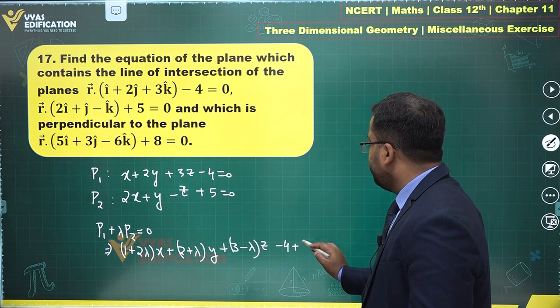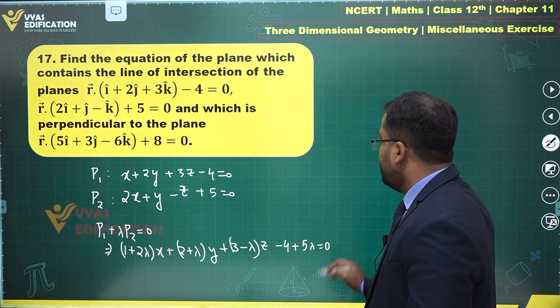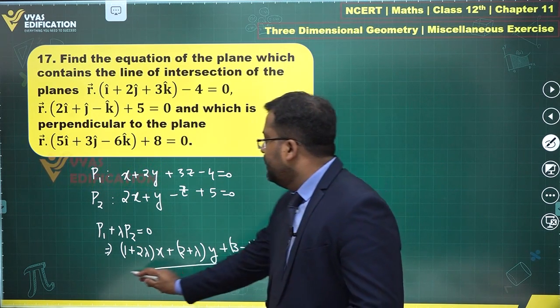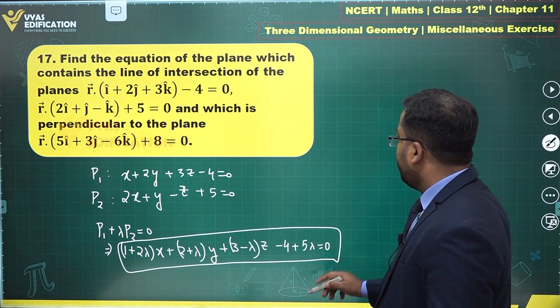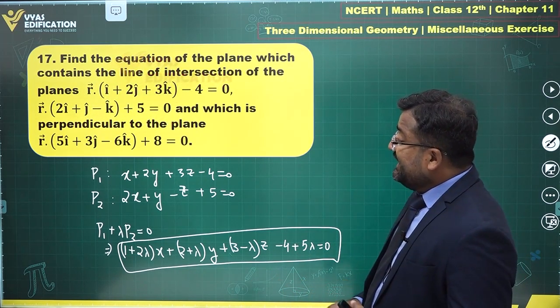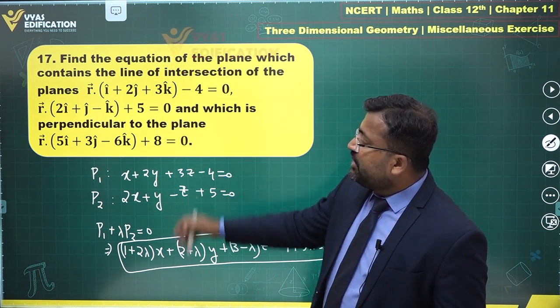Minus 4 plus 5 lambda is equal to 0. This is what you have. This is P1 plus lambda P2 equals 0. This is the required plane, first of all, the required family of planes. Then the extra condition which is given is that it is perpendicular to the plane this.